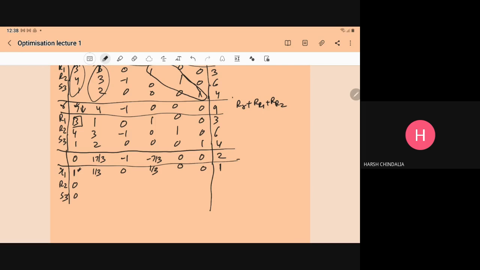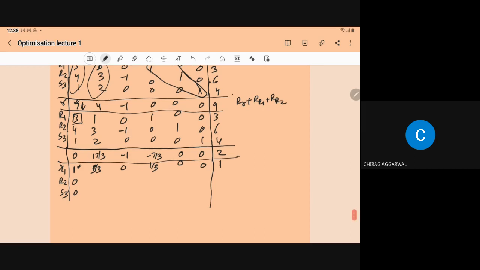Means in this you multiply with 5 by 3 instead of 17 by 3. Let me check, one minute. 4 minus 7 by 3, right? 4 minus 7 by 3 gives 12. Yes, 5 by 3. And this is this. Now we have to make this 0.